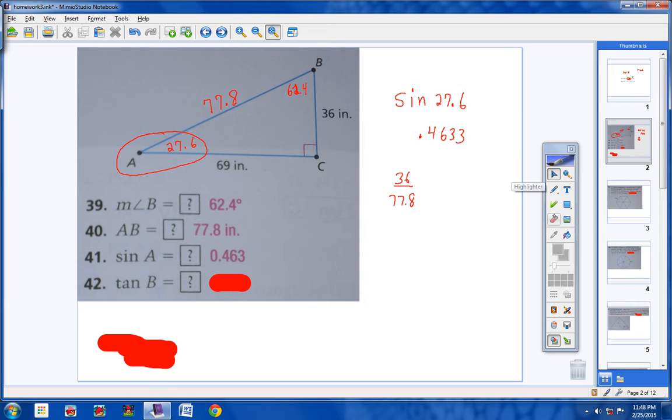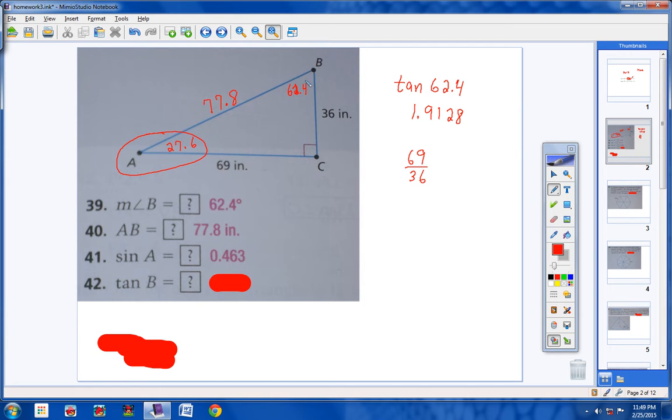Alright, now they want you to find the tangent of B. The tangent of B, well students, first of all, B is 62.4. So you're welcome to simply take the tangent of 62.4, okay? And if you do that, you're going to get 1.9128. But another way to do it would be this. Tangent is opposite over adjacent. So you could also just take 69 divided by 36, okay?